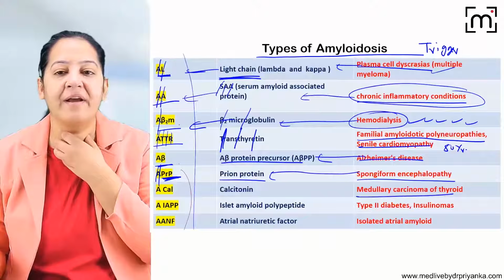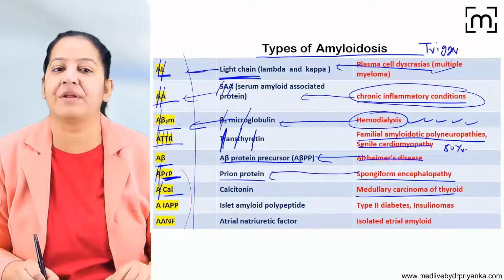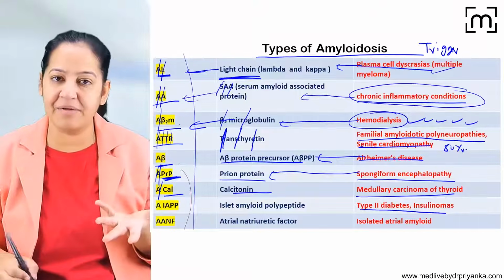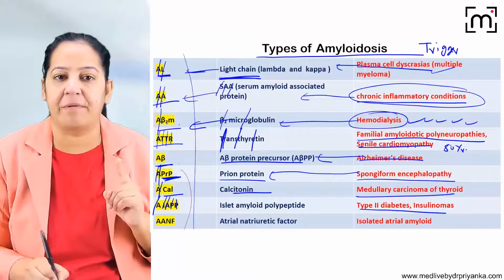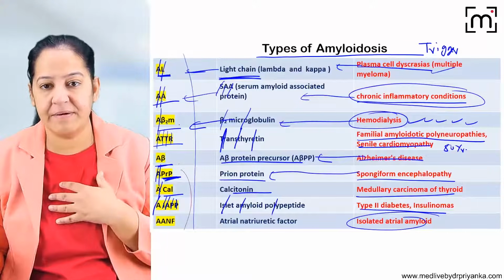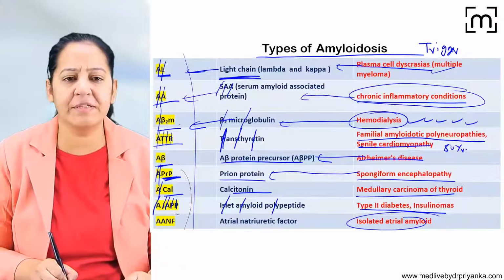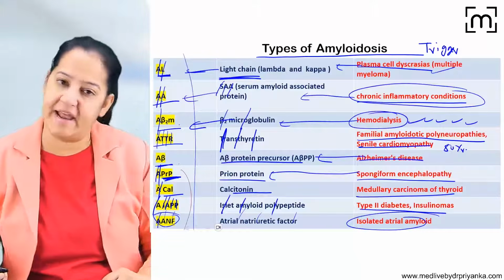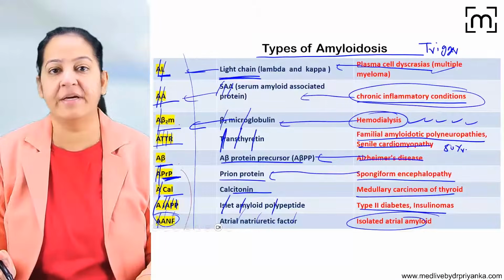The person who is having medullary carcinoma of thyroid can have amyloidosis in future. So the type of amyloid is amyloid calcitonin. It is made up of calcitonin. The person who is having type 2 diabetes can have amyloidosis in future. It is the type amyloid islet amyloid polypeptide. And the person who is having isolated atrial amyloid can have amyloidosis, which is known as amyloid atrial natriuretic factor, ANF. So those are the various types you can understand. These are the types of amyloid. In your exam, you have to write these.